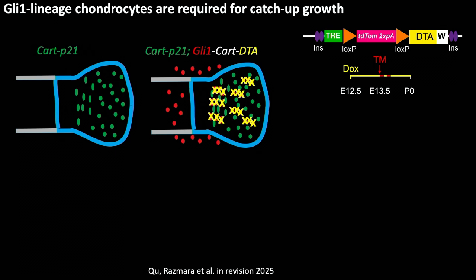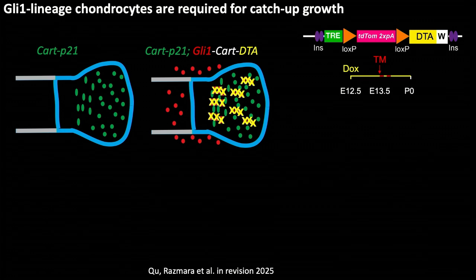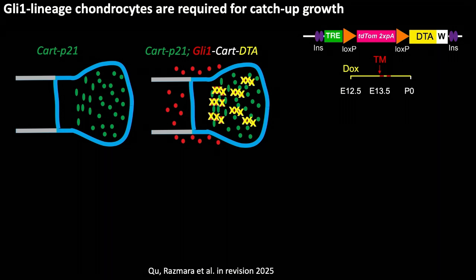So are these cells involved in the recovery? In order to do that, we turn to yet another dragon allele. In this case, it's to activate diphtheria toxin in response to CRE and RTTA. So basically what we did is to combine this cartilage P21 model I explained to you before with a Gli1 CRE-R, a cartilage-driven RTTA, and the DTA model.